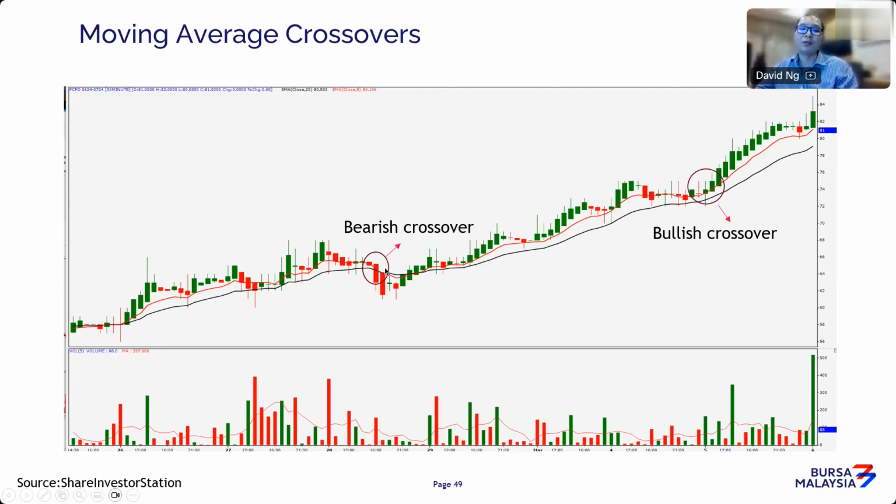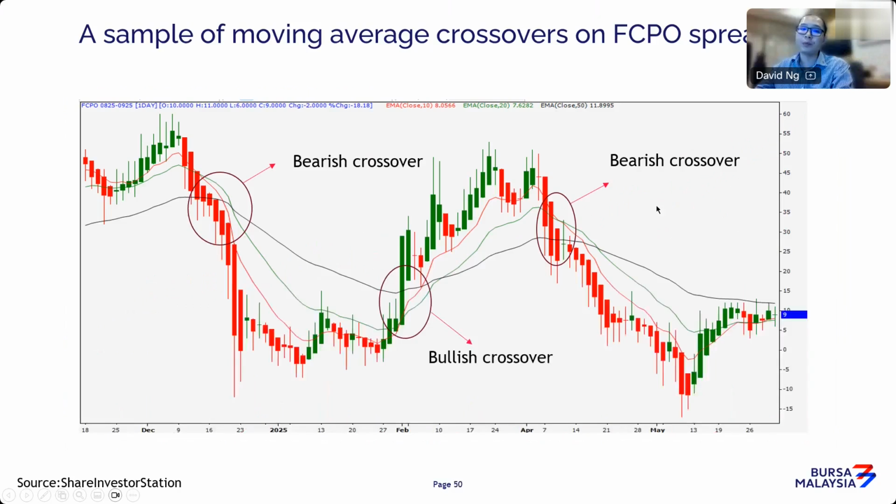So you can see here, this is pretty much a bearish crossover, but then again, the candle starts to go above. So from here on, you start to see a bullish crossover in terms of your moving averages. So that's how you use moving averages to gauge the buying and selling of a particular spread.